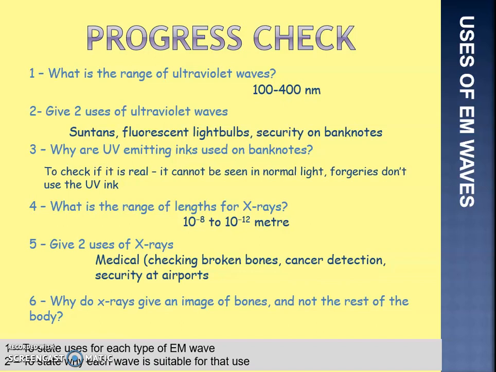Why do X-rays give an image of bones and not the rest of the body? It's because X-rays pass through soft tissue and get absorbed by the bones, which would give us an image of the bones on a photographic plate underneath it.